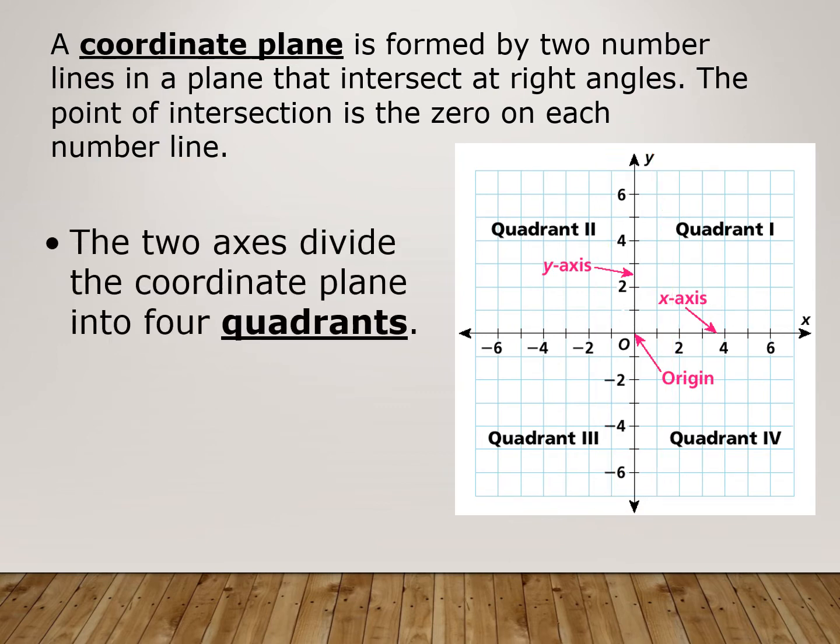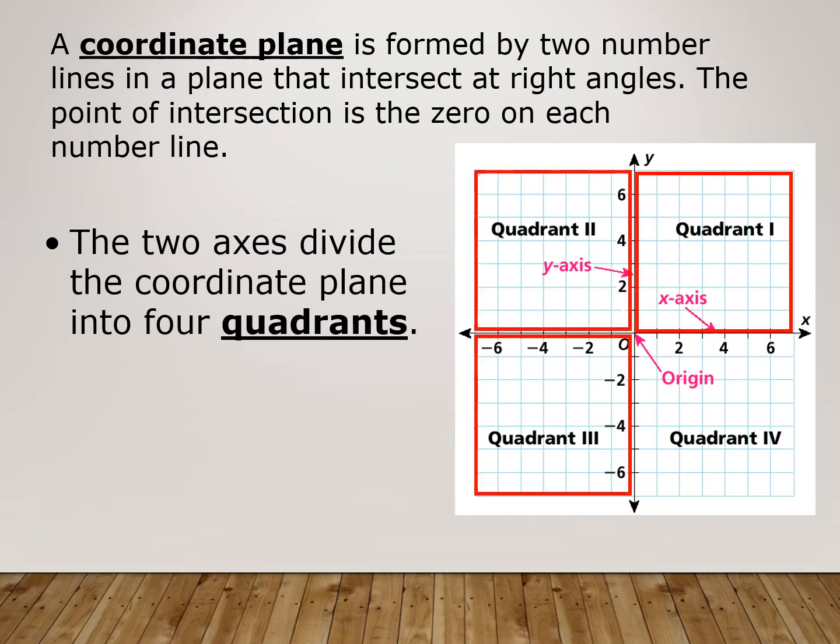Then, next, we have the quadrants. The two axes divide the coordinate plane into four quadrants. So, we have here quadrant 1, quadrant 2, 3, and 4. So, sa quadrant 1, we have here the signs both positive. Then, sa quadrant 2, we have negative and positive. Quadrant 3 is both negative. Then, quadrant 4 is positive, negative.